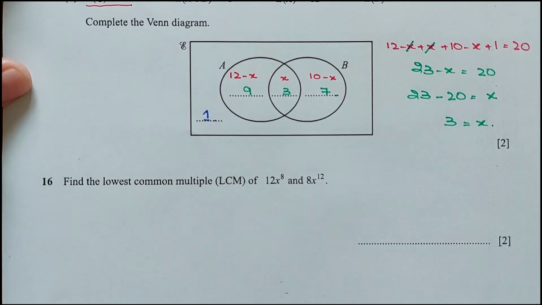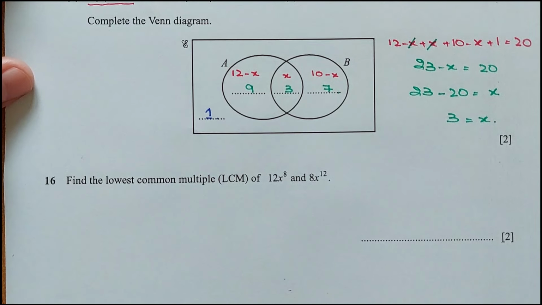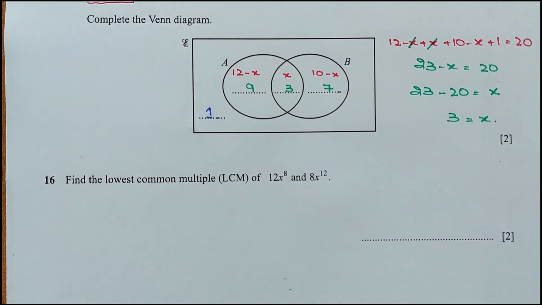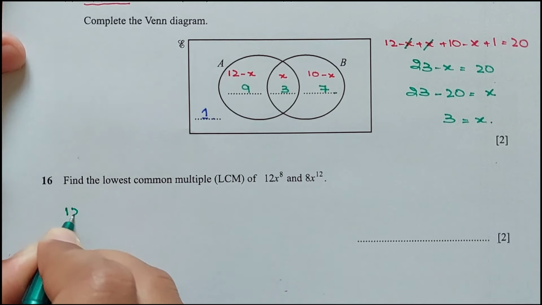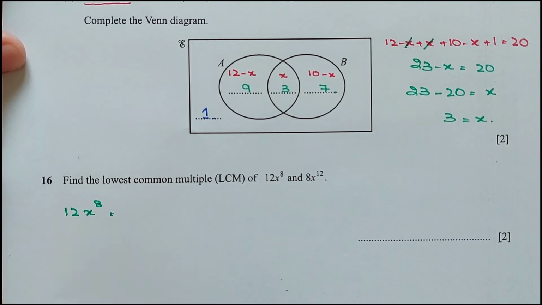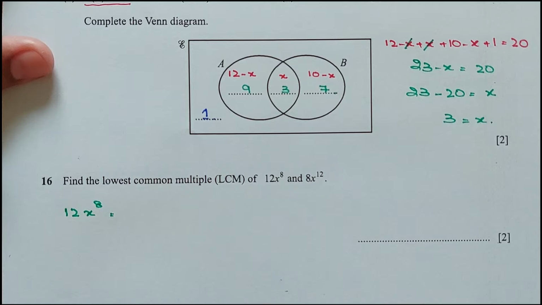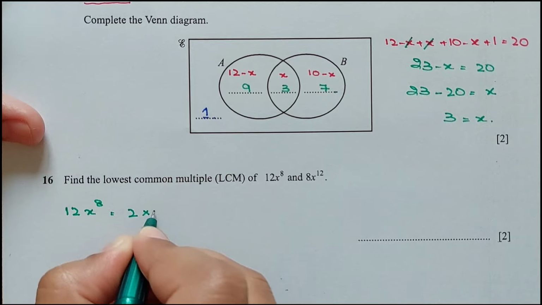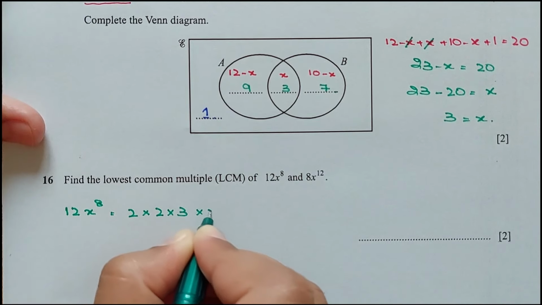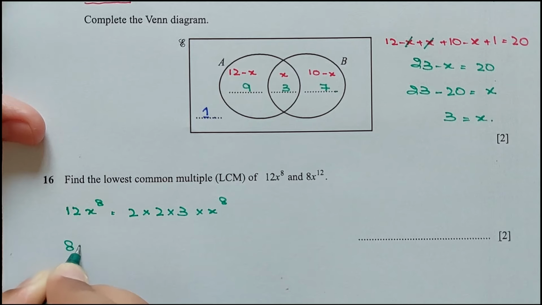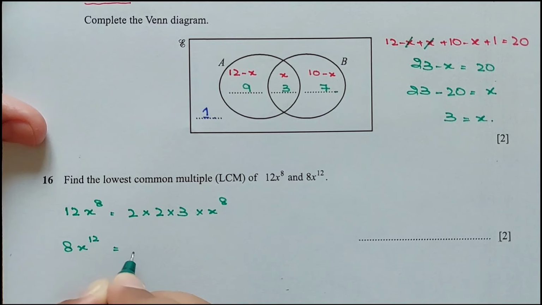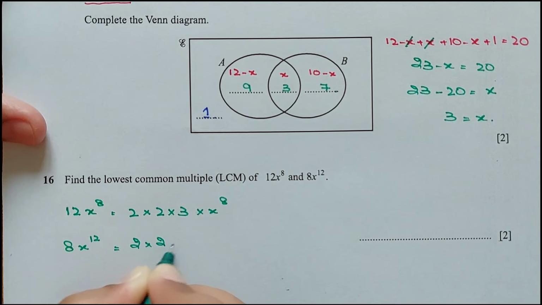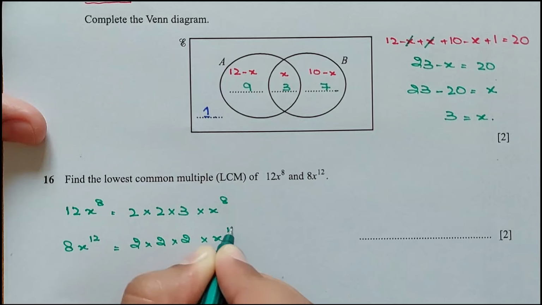Question number 16, find the lowest common multiple, LCM, of 12x^8 and 8x^12. So write down the prime factorization of 12x^8. 12 is 2 times 6, and 6 is not a prime number, 6 is 2 times 3. So 12x^8 is 2 times 2 times 3 times x^8. And 8x^12 is 2 times 2 times 2 times x^12.